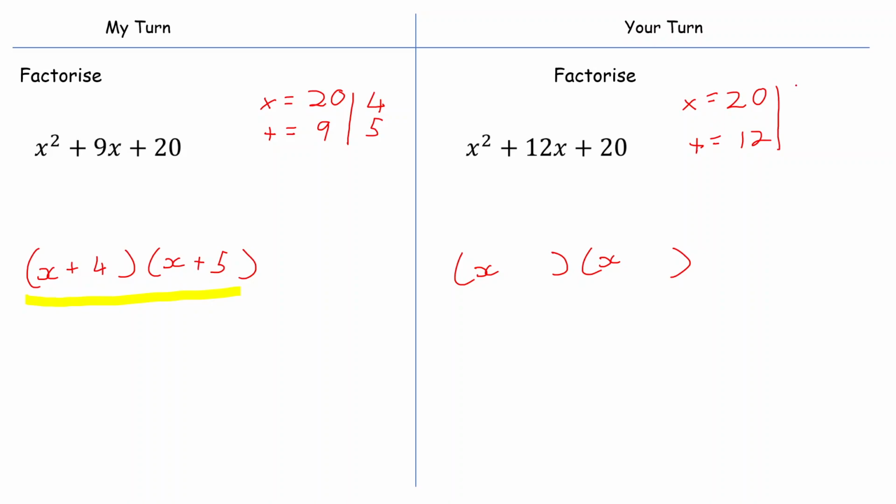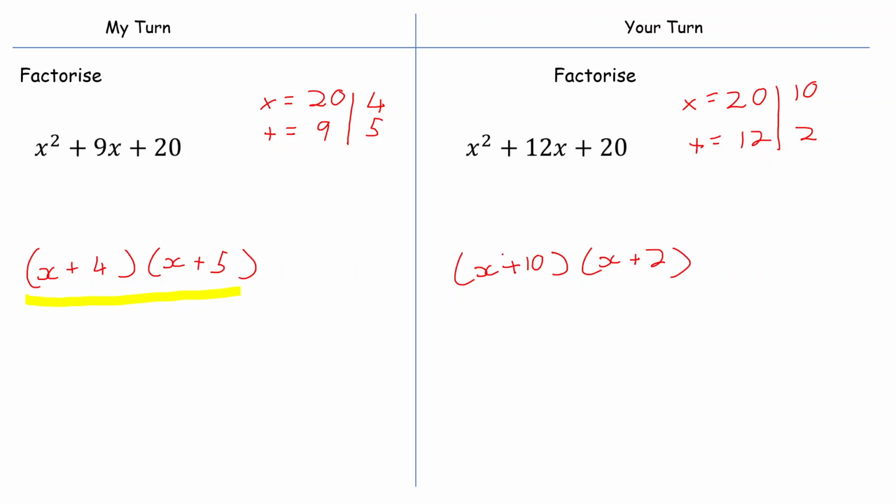In this case, it is 10 and 2, because 10 times 2 is 20, 10 add 2 is 12. So your two numbers are going to be x plus 10 and x plus 2 in either order. And again, you can check your answer by expanding the brackets back out.